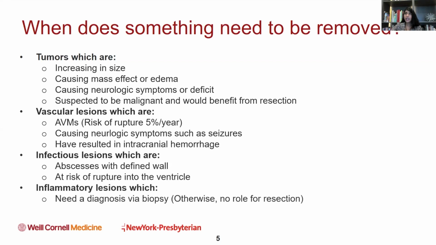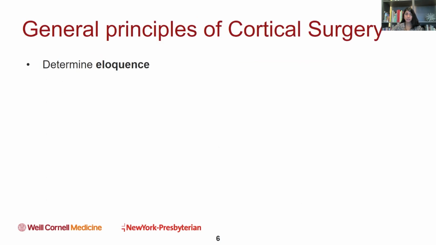Inflammatory lesions, so things like MS, those are not neurosurgical lesions. Those are not things that need to be removed. They can even sometimes cause things that look like tumors, but in general, they're not treated surgically. They're treated with medications, with immunomodulators. The only times we as surgeons get involved is if we're really not sure what something is and we need to do a biopsy and take a sample of it. Otherwise, there's typically not a huge role for resection for most inflammatory lesions.